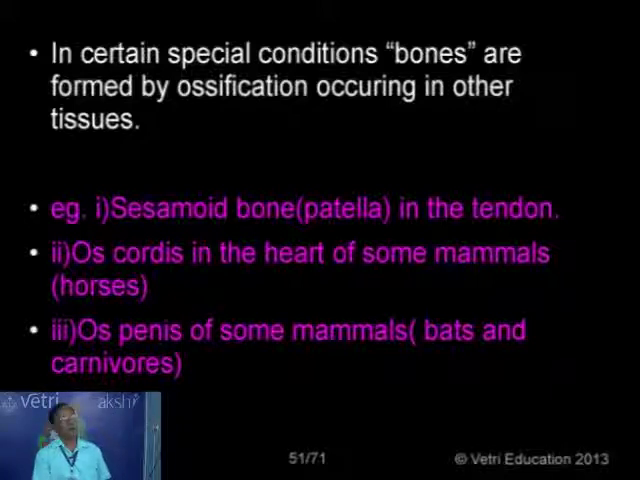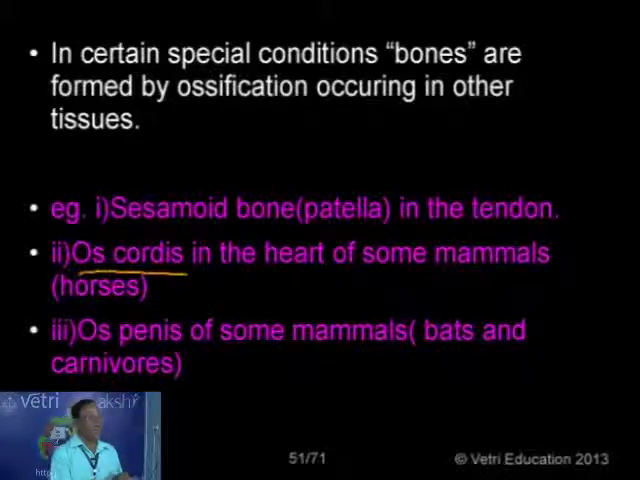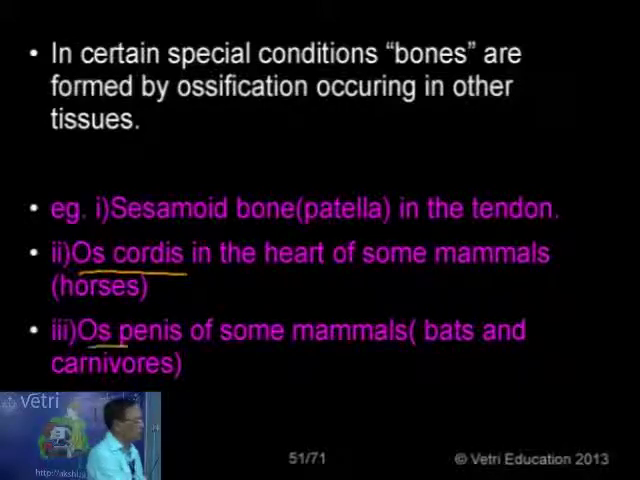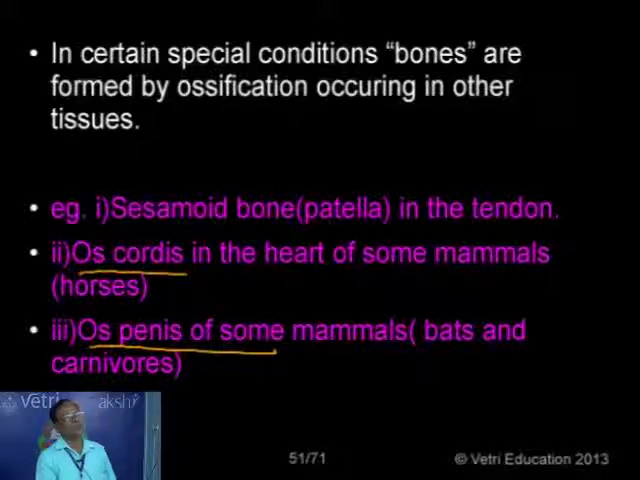Now in the case of horses, ossification also occurs in the heart, leading to the formation of a bony structure in the heart, and that is called os cordis. In the heart of some mammals ossification occurs, and that is seen in the case of horses. In some animals, for example bats, ossification also occurs in the penis, leading to the formation of a bony structure in the penis region, and that is called os penis, found in some mammals like bats and carnivores.